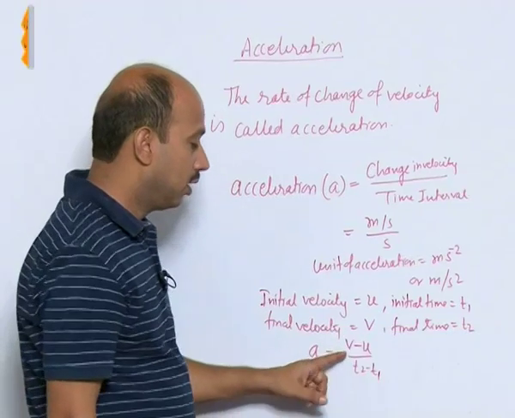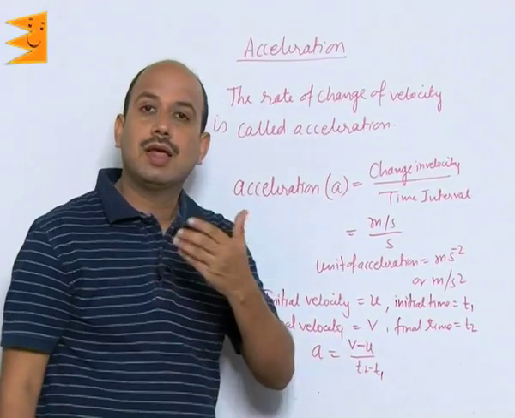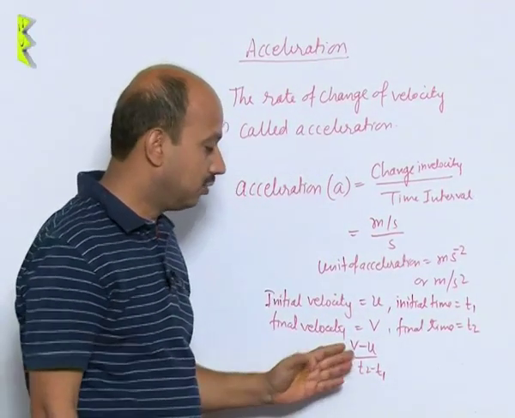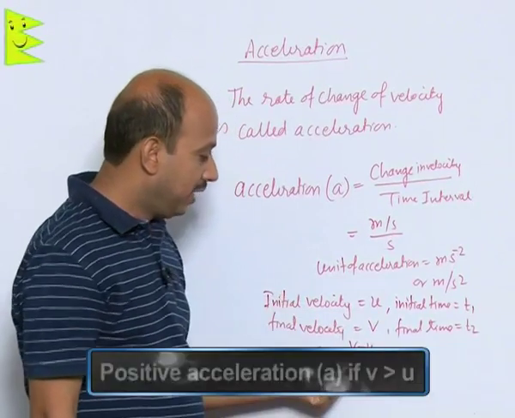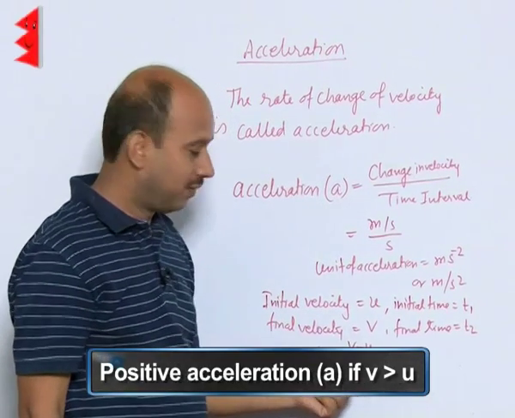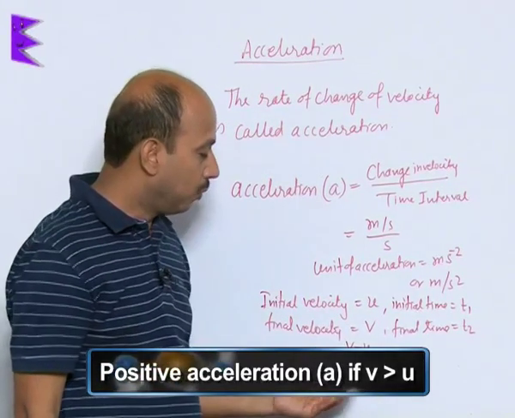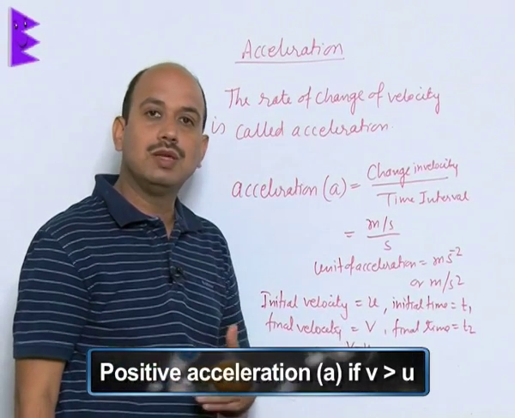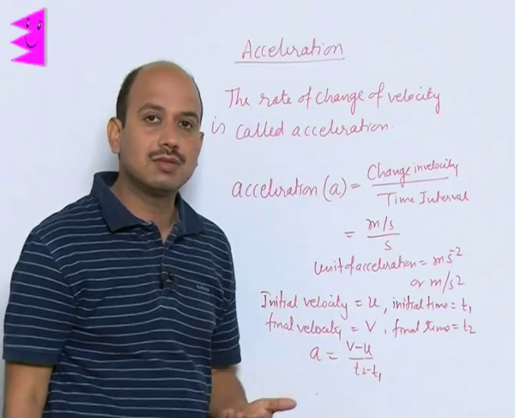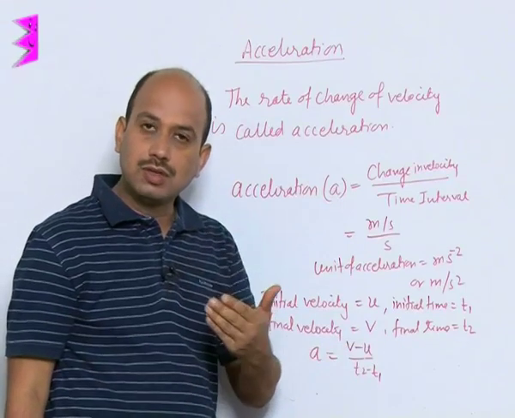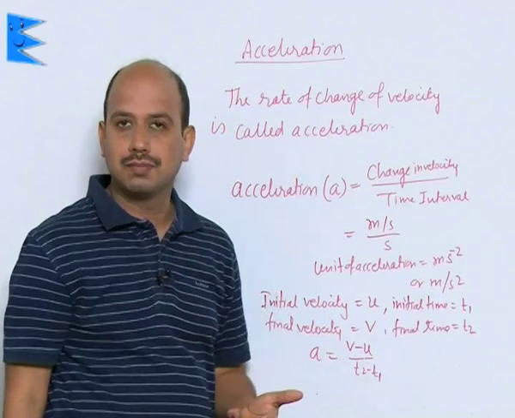So, see here, final velocity may be greater than initial velocity, not necessarily less. So, if v is greater than u, the value of a you will get is positive. This is called positive acceleration. We say only just acceleration. It means velocity or speed is increasing with time.